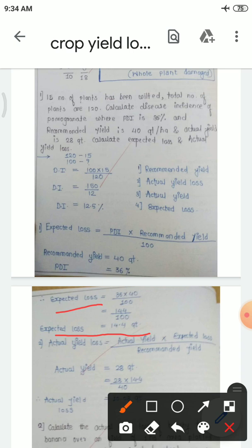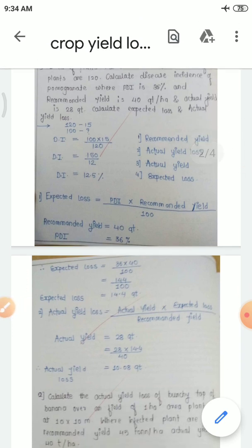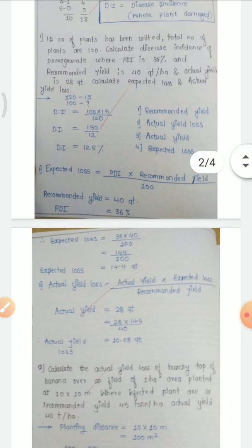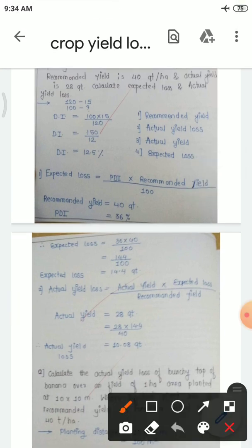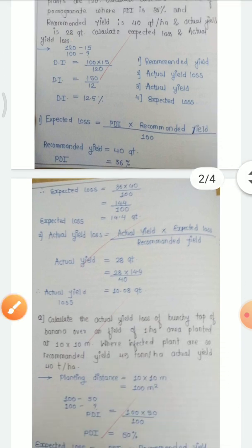Then when we receive that value, we have to calculate the actual yield loss. For that, the formula is also given. A very simple formula: actual yield loss is equal to actual yield into expected loss divided by recommended yield. Again we have to write the given values. Actual yield is given, that is 28 quintals.